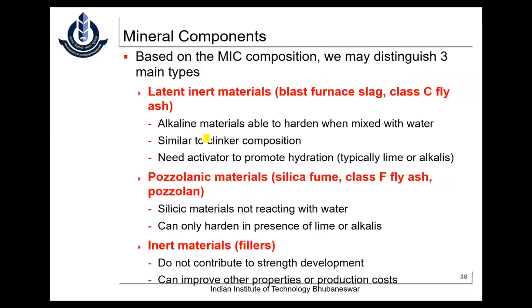Look at the classification. The latent hydraulic materials, like we have this blast furnace slag and the class C fly ash, these are all cementitious. Though we call them inert materials, the blast furnace slag and the class C fly ash are cementitious in nature. They have some lime in them, so they don't depend completely on the cement hydration. These are all alkaline materials because of the lime in them, and they have a composition similar to clinker.